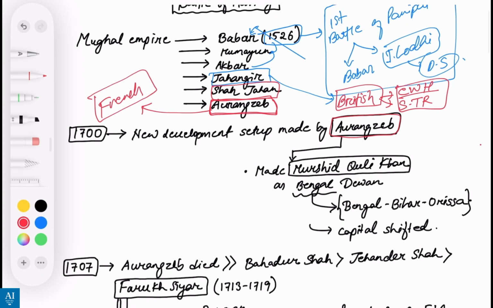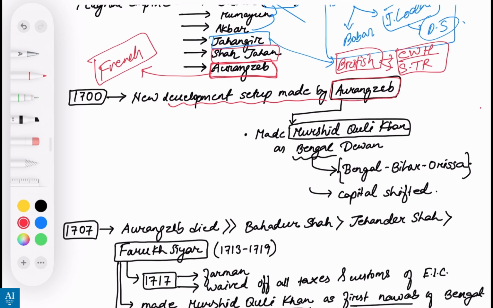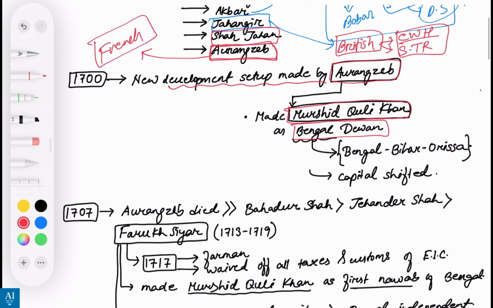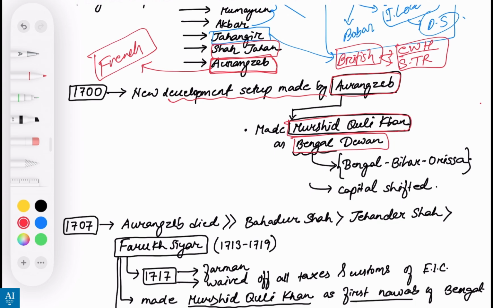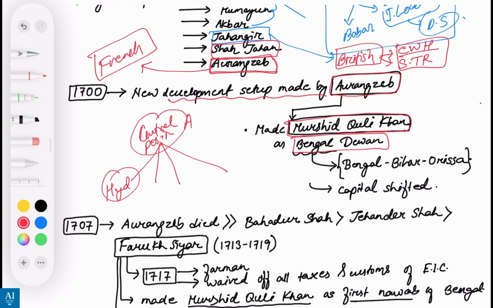So in Bengal, what happened? Aurangzeb in 1700 made a new administrative setup in Bengal. What is the new setup? He made Murshid Quli Khan the Bengal Diwan and gave some autonomy rights to the Bengal Diwan, like trading rights, responsibilities, administration, and collecting revenue. Bengal was similar to Hyderabad, as I said in the last video. There was a central position held by Aurangzeb, and under Aurangzeb there were various provinces. In the last video we talked about Hyderabad, and today we'll talk about Bengal.